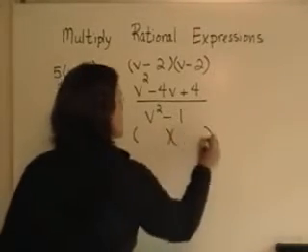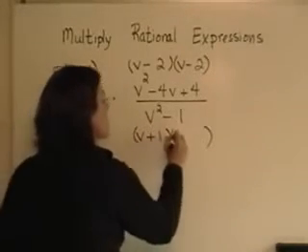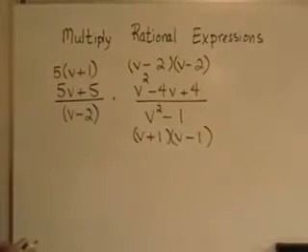And then down here I have the difference of squares, a v plus 1 in one of them, and a v minus 1 in the other.